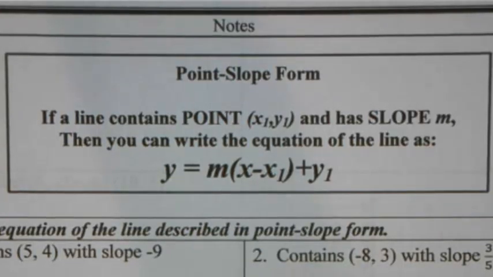But this lesson is about a different way to write the equation of a line called the point-slope form. And really, I like this way a lot better. I think this is a whole lot easier. And with a little practice, you might agree with me. So let's see how it works.